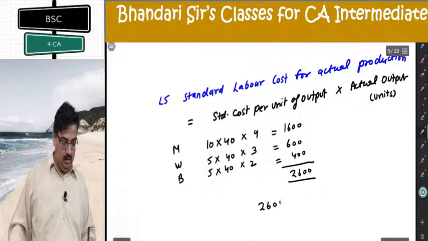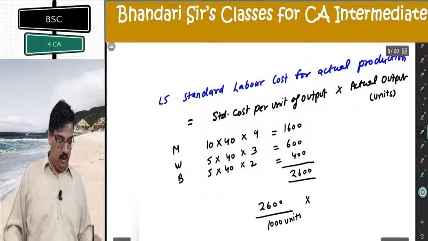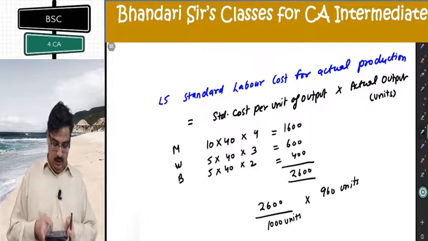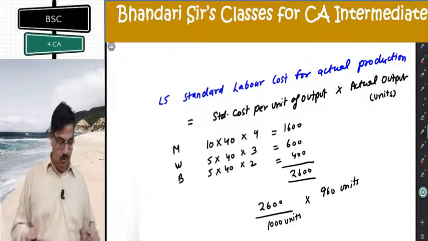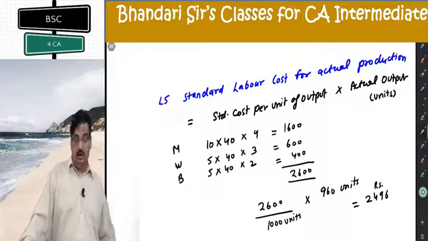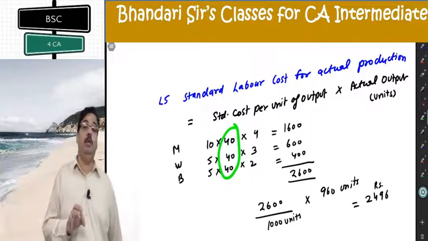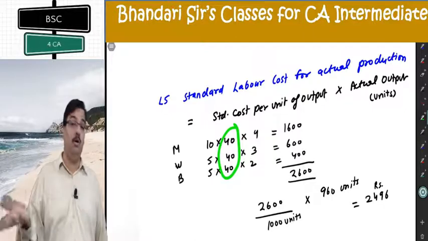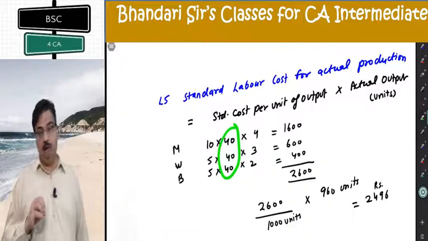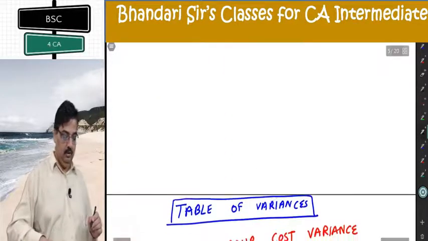Now 2600 divided by output expected 1000 units, actual is 960 units. 2600 divided by 1000 into 960, 2496 is perfect figure. Nothing difficult. 40 not getting used anywhere except here, because they planned 40 hours per week, although actually they worked also 42, they will have to pay also 42, but they are having budget at 40 hours. Budgeted cost divided by budgeted units multiplied by actual units. Let's put in table.